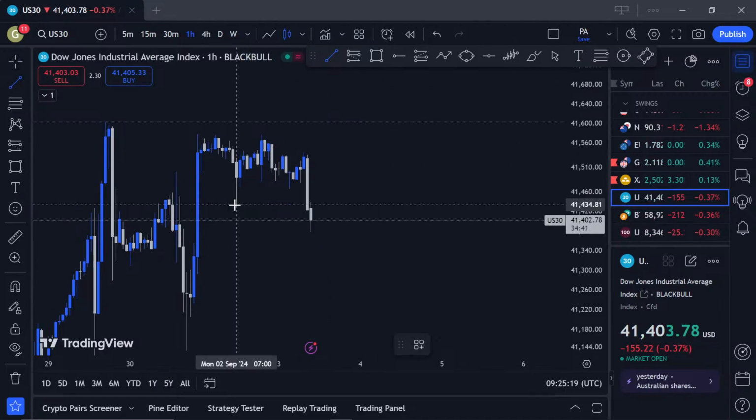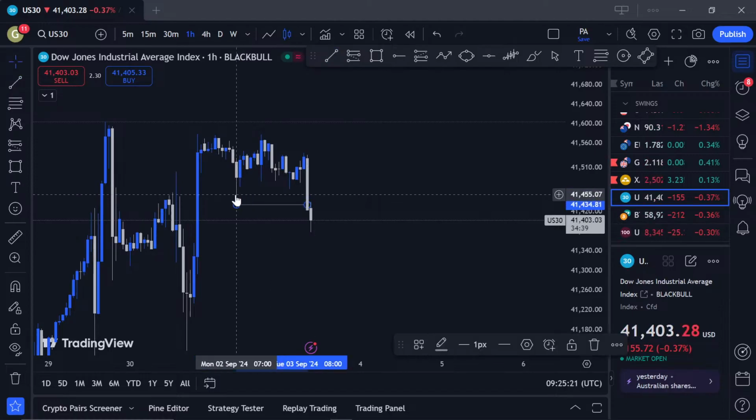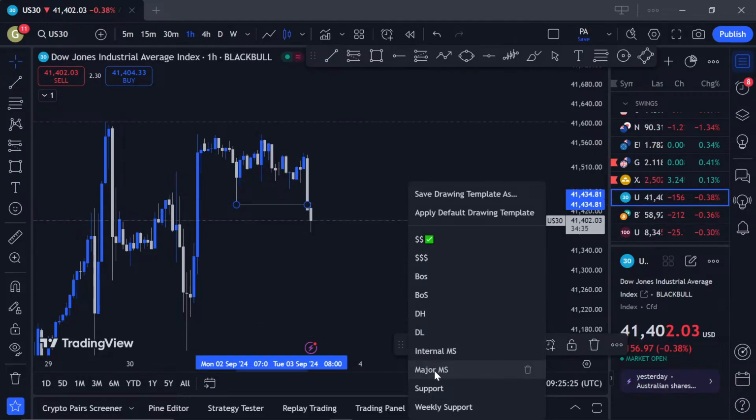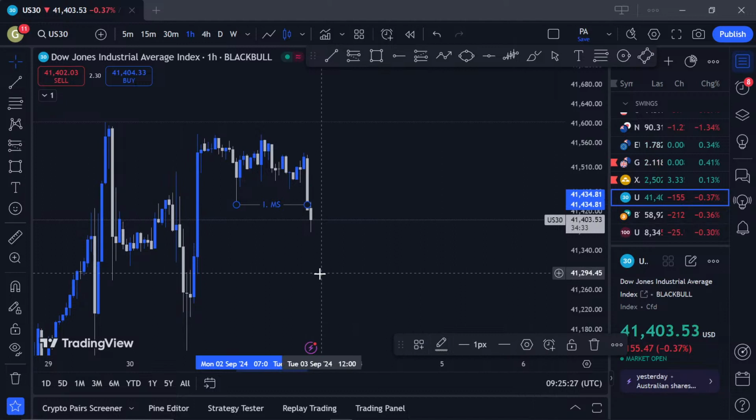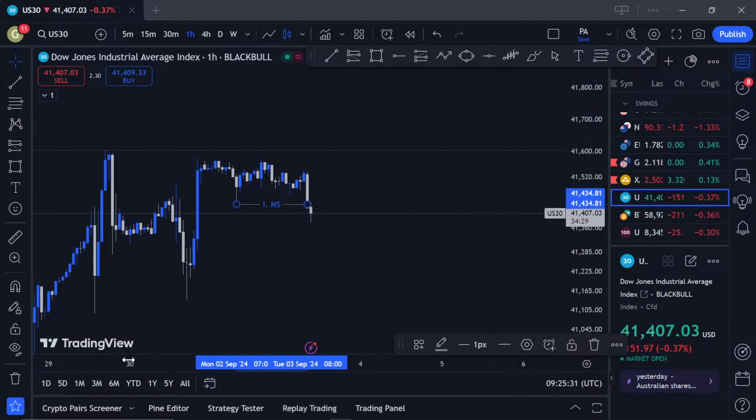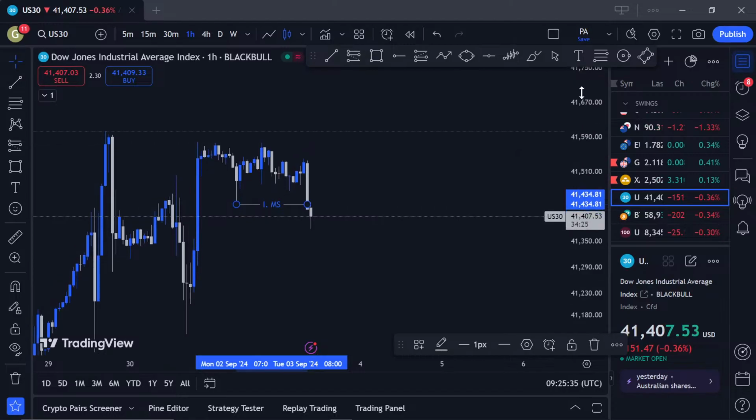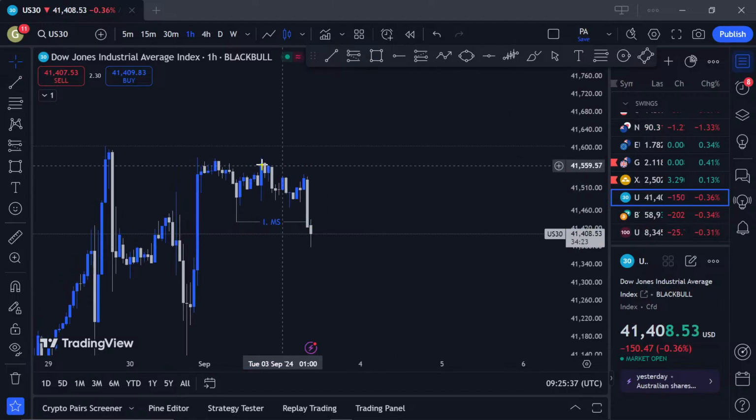Looking at it on the 1-hour time frame, here is the last low that the market created. Since it's taking another low, we'll have a market shift over there. I'll call that an internal market shift until it takes out this low here. This low here will be the external market shift. This one here is still internal. So after this, we can see the market is on the downside.